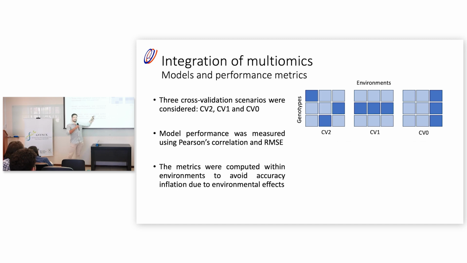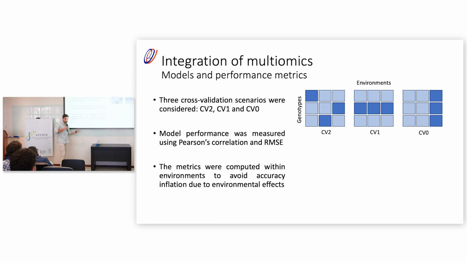We are removing 20% of the lines, of the genotypes, just at random, meaning that we can predict lines that we have already seen and environments that we have already seen. In the case of CV1, we have some constraints. In this case, we are removing all the observations of one line or many lines from all the environments. So we are predicting genotype 2 in all the environments, and we don't have any information about genotype 2. That's important.